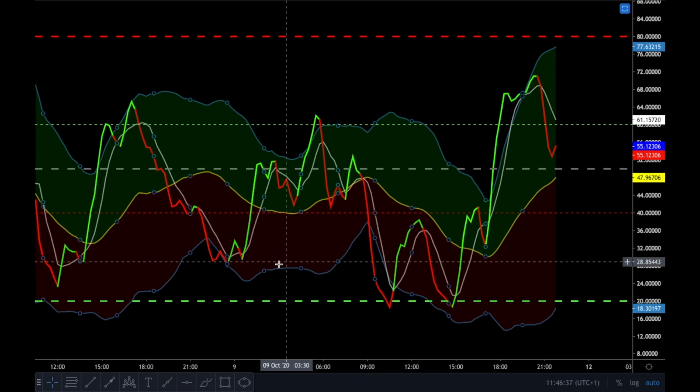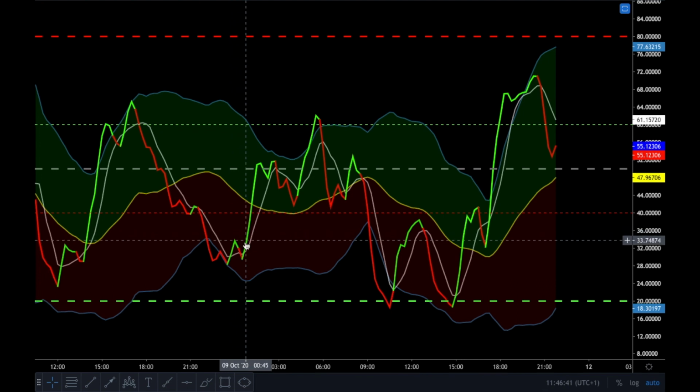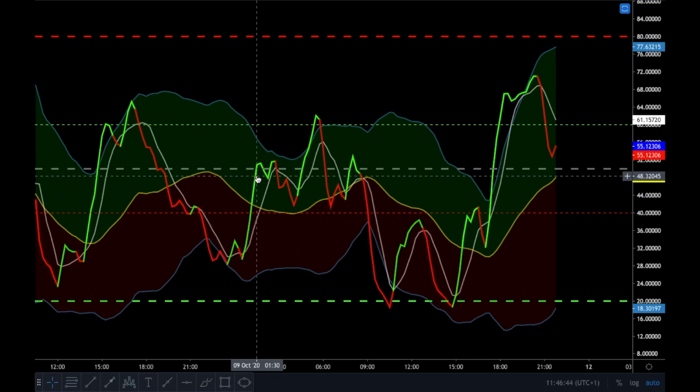Okay, so let's move on to point 3. So what we have here is a 2 and a 7 moving average. Now what happens with the 2 and the 7 moving average is you can see that the 2 moving average changes from green to red, the 7 moving average being the white line.